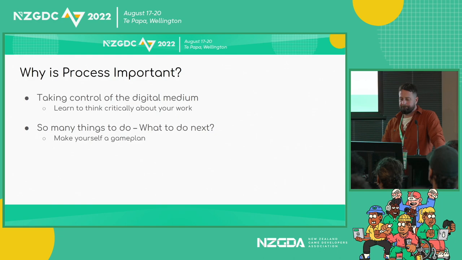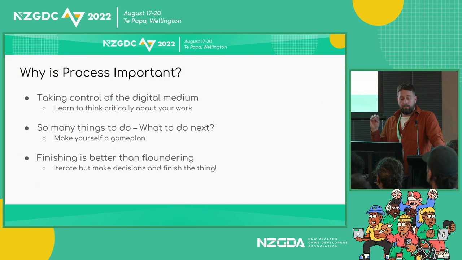Speaking of finishing, the last point in this process section is that finishing is way better than floundering. What do I mean by that? Finishing something, even if it's not perfect, is much better than iterating over the same thing over and over again and not getting anywhere. You've essentially made a whole bunch of sculptures that are the one sculpture, and you haven't released anything. You haven't finished anything and moved on to the next idea.